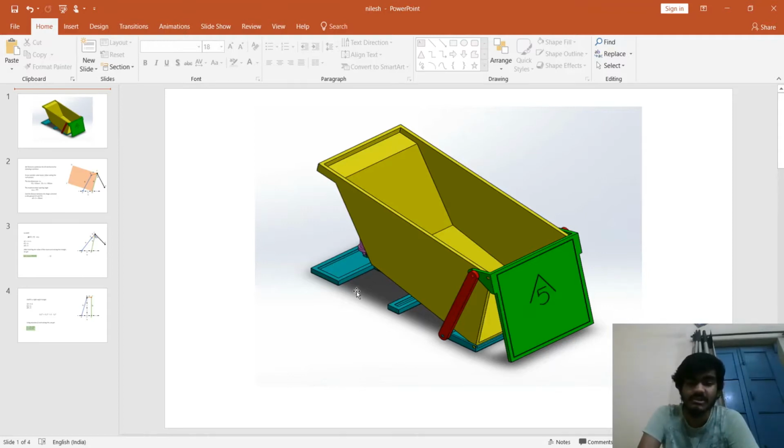Here is the base of the truck. Here is an actuator behind it. This is the bin. Here is the door, and this is the link. One side of the link is hinged to the ground, that is the base, and the other side is attached to the door of the truck. And this point is attached to the bin, and this part of the bin is attached to the base. So we are mainly focusing on this 4R mechanism that we need to synthesize.